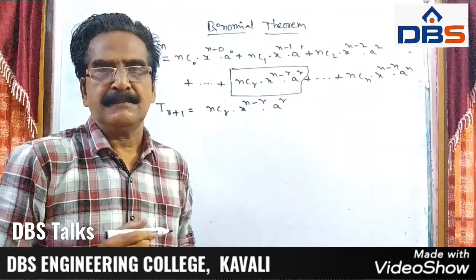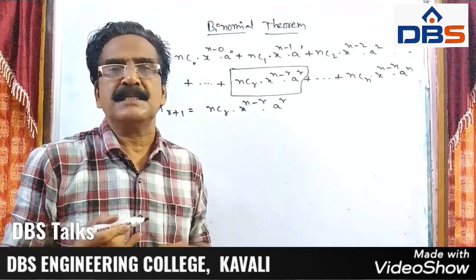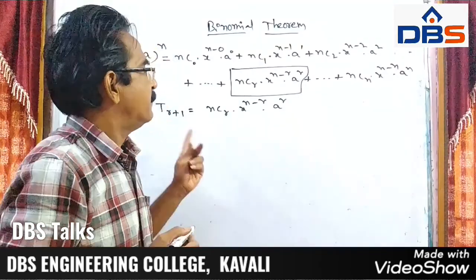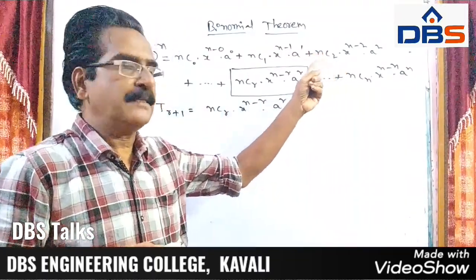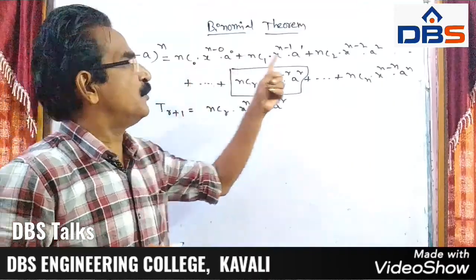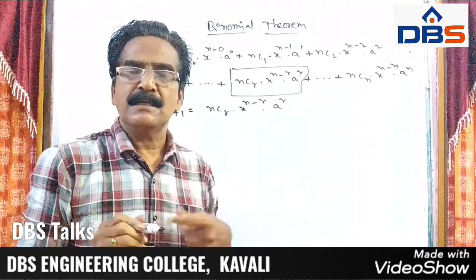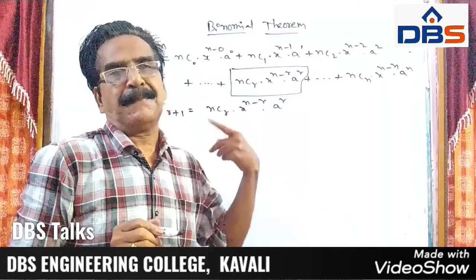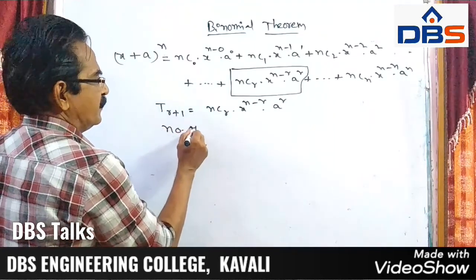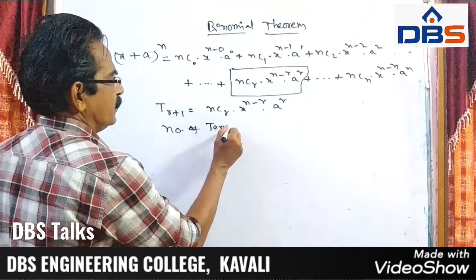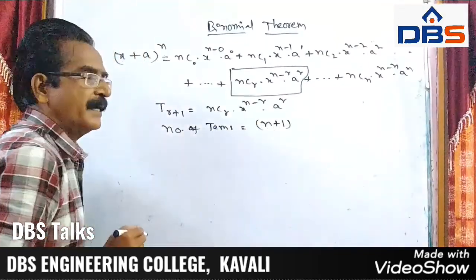And the second thing, the number of terms in the expansion. As you observed from the binomial expansion, the number of terms goes from 0 to n. 1 to n means n terms. 0 to n means n plus 1 terms. So the number of terms in the expansion are n plus 1 for a binomial theorem.